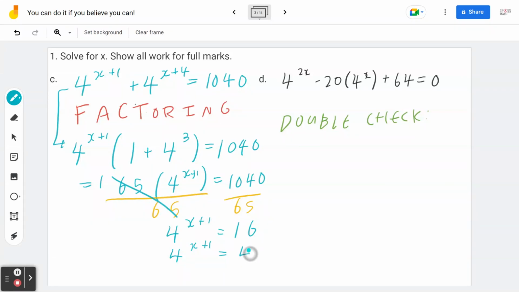So 16 is going to be 4 times 4, which is 4 squared. If you have the same base, you can equate the exponents. X plus 1 equals 2, which means, again, x equals 1.